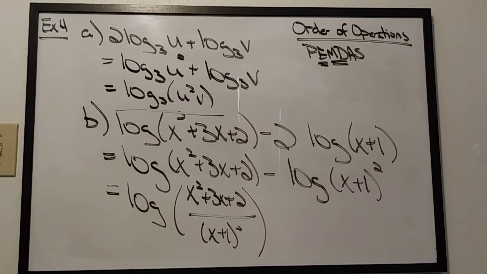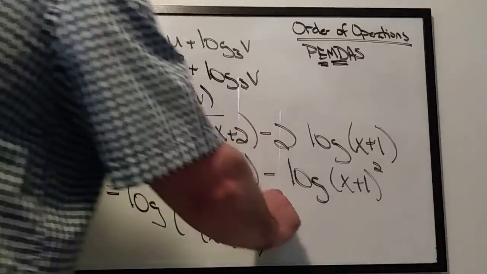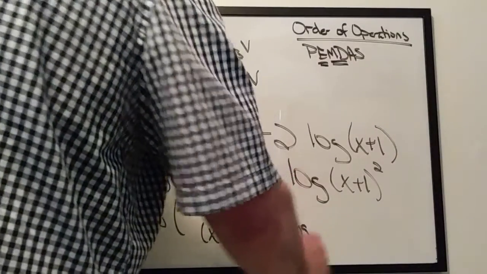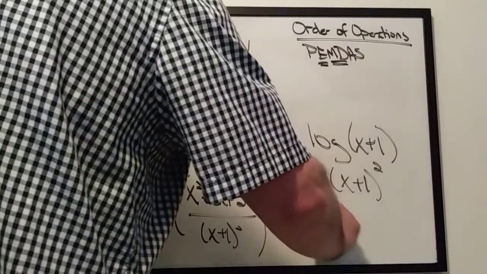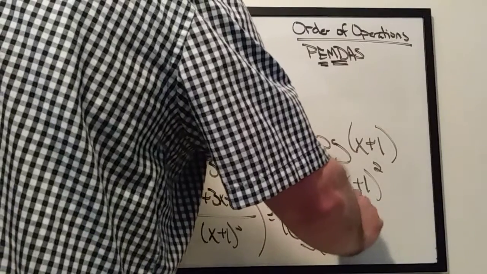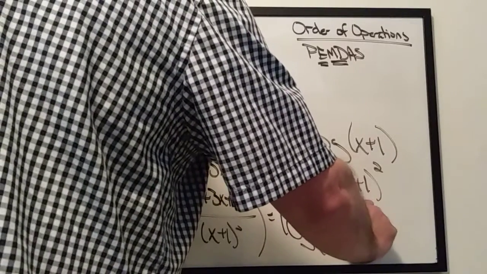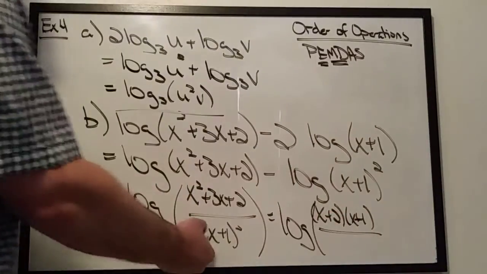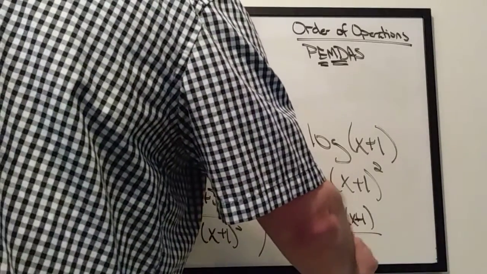Now that we have this, we still have old ideas running around as well. Notice that x squared plus 3x plus 2 as a polynomial is factorable. So if I factor that, this ends up being x plus 2 times x plus 1 in the numerator, and in the denominator I have x plus 1 quantity squared.